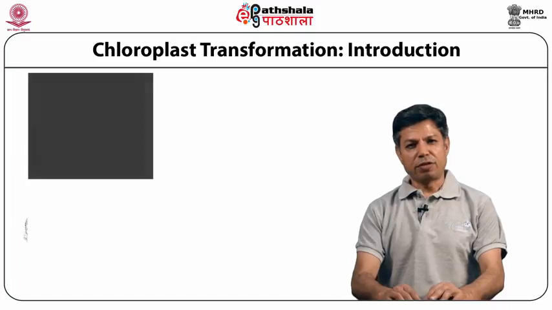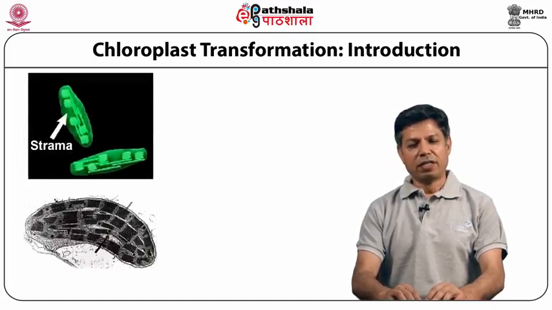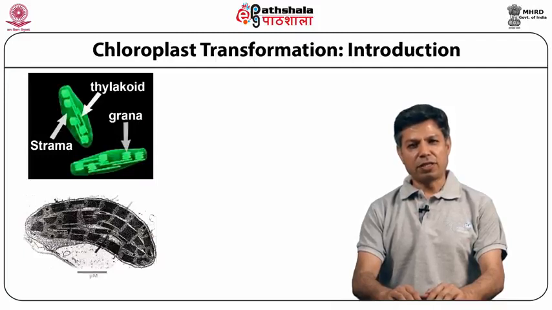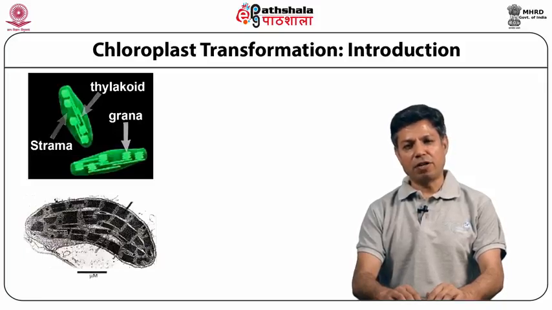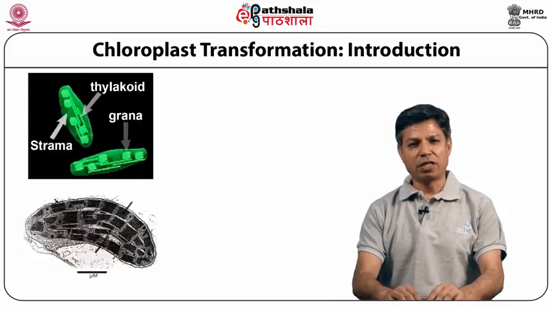Chloroplast transformation introduction. The chloroplast genome resembles cyanobacteria. First, there is a possibility that eukaryotic cells got infected with cyanobacteria and then they had symbiosis for a long time, and that might have given rise to the algae and then further plants. So this mixture of cyanobacteria and eukaryotic cells has given rise to the modern plants.